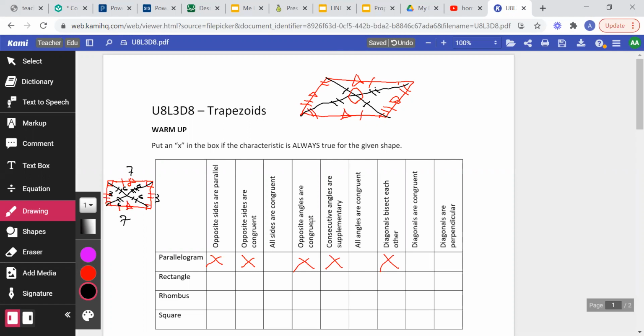Okay, so let's go with rectangle now. Are opposite sides parallel? Yes. Are opposite sides congruent? See the upper level and the lower level, do they have the same measure? Okay. Are all sides congruent? In a rectangle, are all sides the same, Oliver? No. So are opposite angles congruent in the rectangle? Yes, Oliver, that's good.